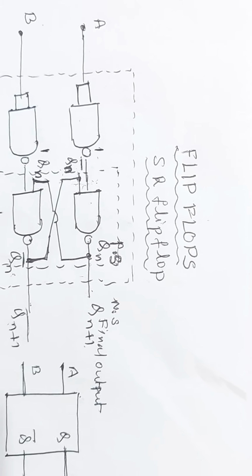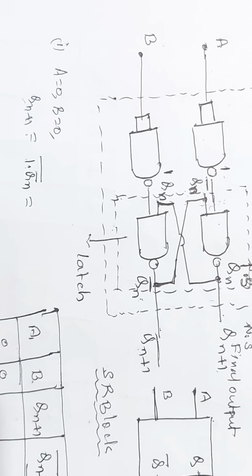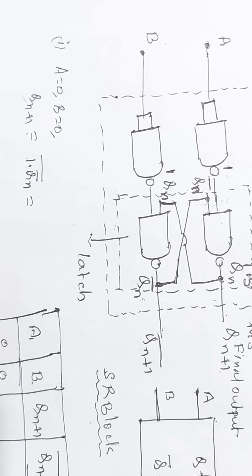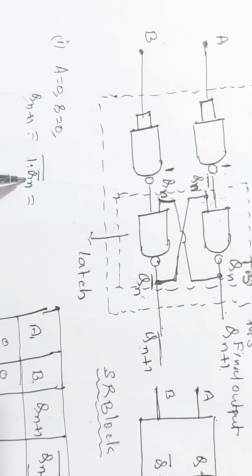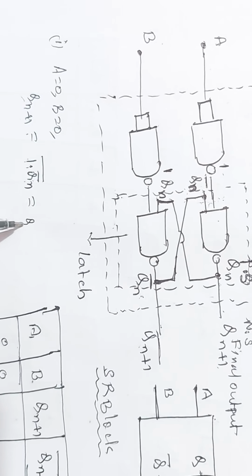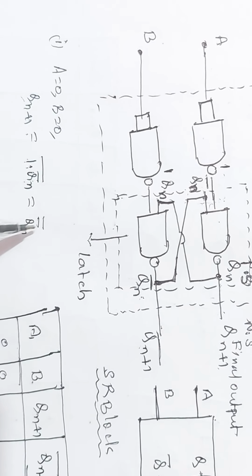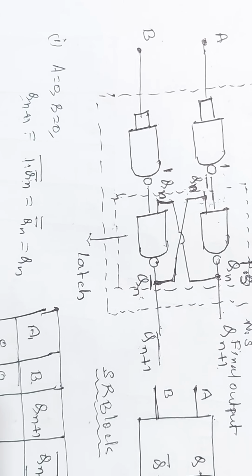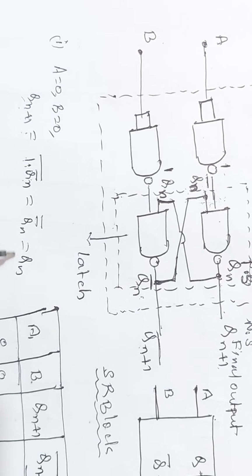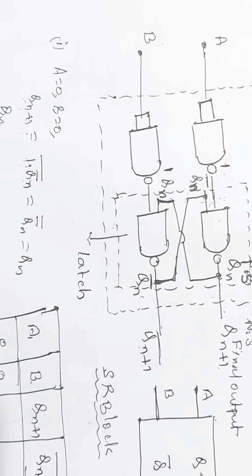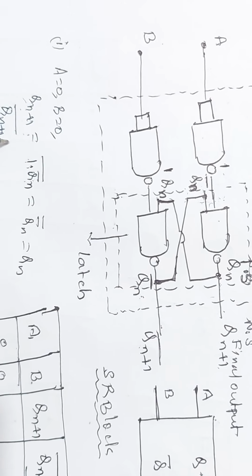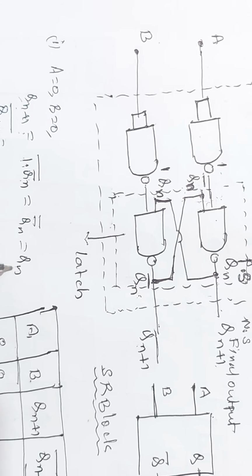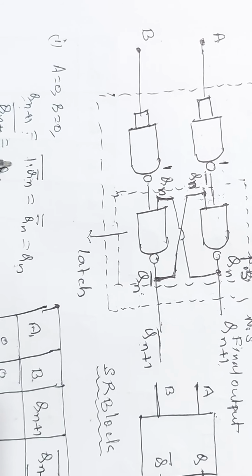1 into Qn bar is Qn bar itself, and the whole bar gets cancelled, which is equal to Qn. If Qn plus 1 is Qn, the other output, that is Qn plus 1 bar, should be the complement of this, that is Qn bar.